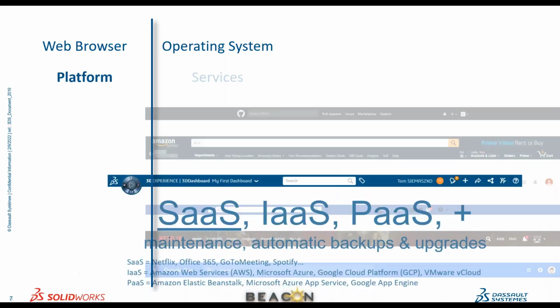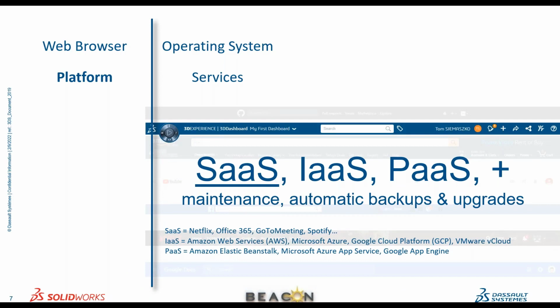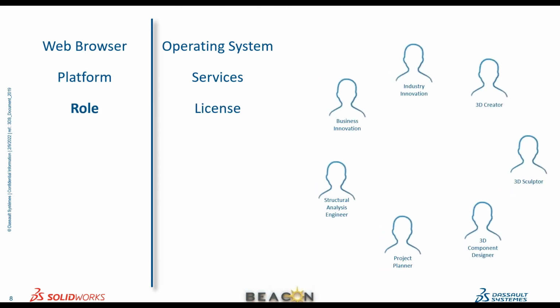Secondly, similar to the services that we have on the desktop, here we have the complete platform which combines software as a service, infrastructure as a service, and platform as a service, which also takes care of the complete maintenance, automatic backups, and automatic upgrades. So you don't need to worry about that. That is all included inside this infrastructure, services, and platform, including maintenance, backups, and upgrades. Apart from that, in the desktop version, we have something called licenses, which are bound to your system. But on the 3D experience platform, instead of licensing, we have roles, which give you the flexibility to access from anywhere. You're not bound to a particular system.